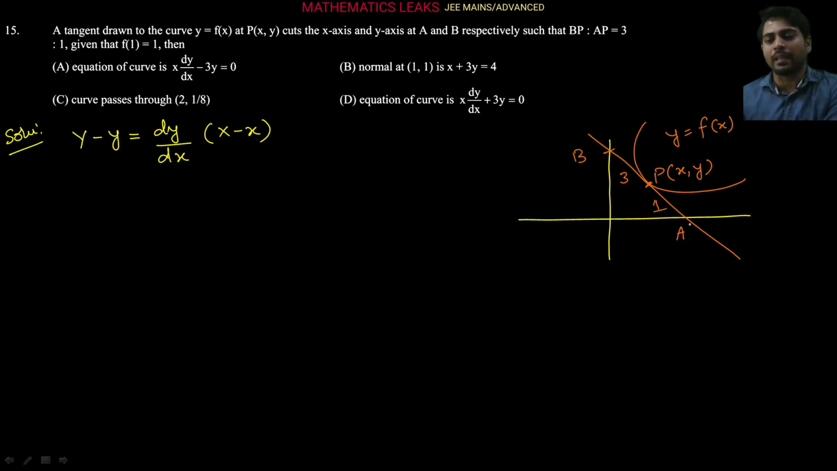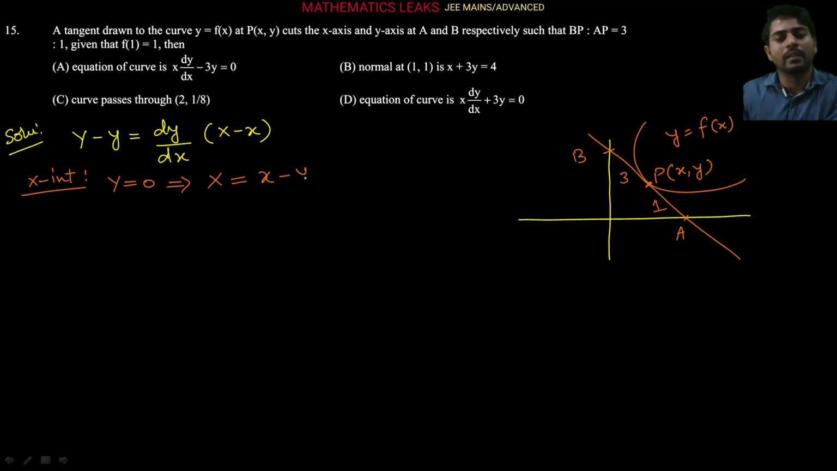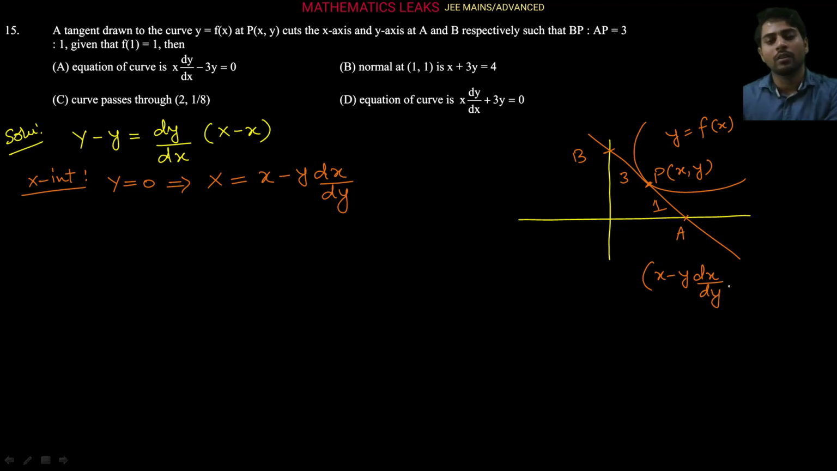Now what about A and B? A is the x-axis intercept, so we can find the x-intercept. When we are finding the x-intercept, capital Y is equal to 0, we have to put here, right? Capital X is equal to small x minus y dx over dy. Here y is 0, and then dy by dx in cross multiplication gives minus y dx over dy, and this minus x comes to this side, so plus x it is becoming here. So for the x-intercept, the A point coordinates: x coordinate is this, y coordinate is 0. So we can write this as (x minus y dx over dy, 0).